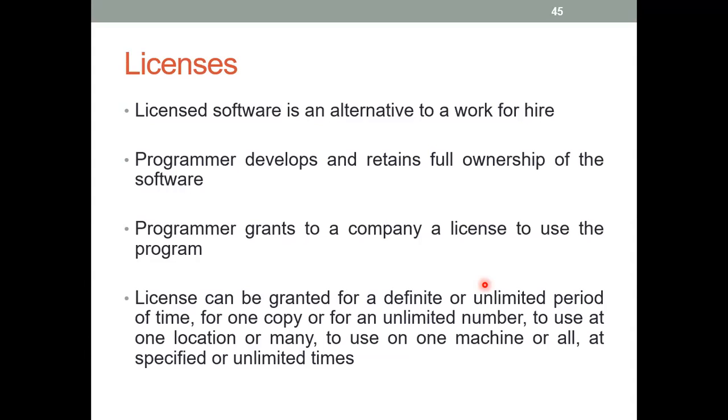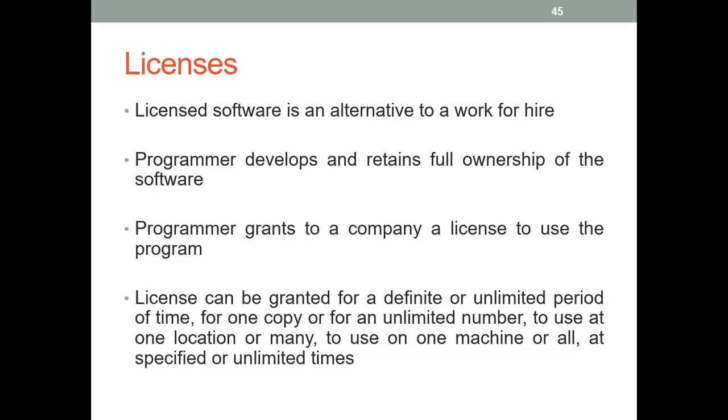Now if there are certain things which the developer does not want the employer to benefit from, the employee can actually have a certain kind of situation called a license software. So in this situation, the programmer or the developer can retain the full ownership of the software. In return, for a fee, the programmer might grant a company a license to use the program. So a programmer can develop a program and then he can give a license to a company to use the program.